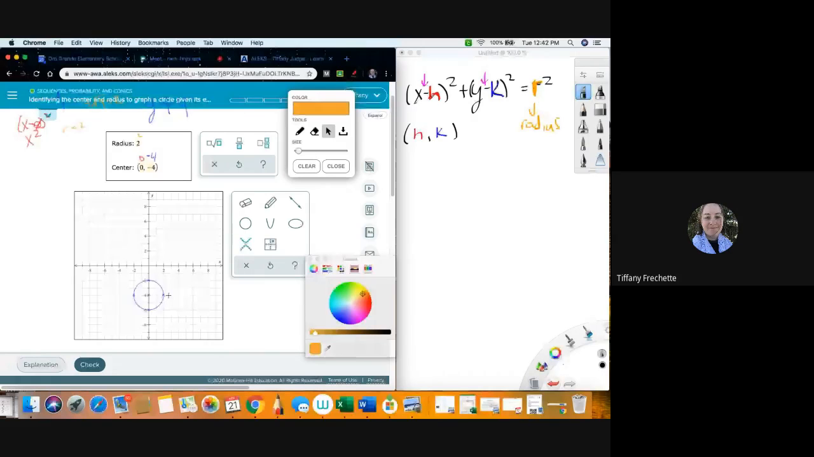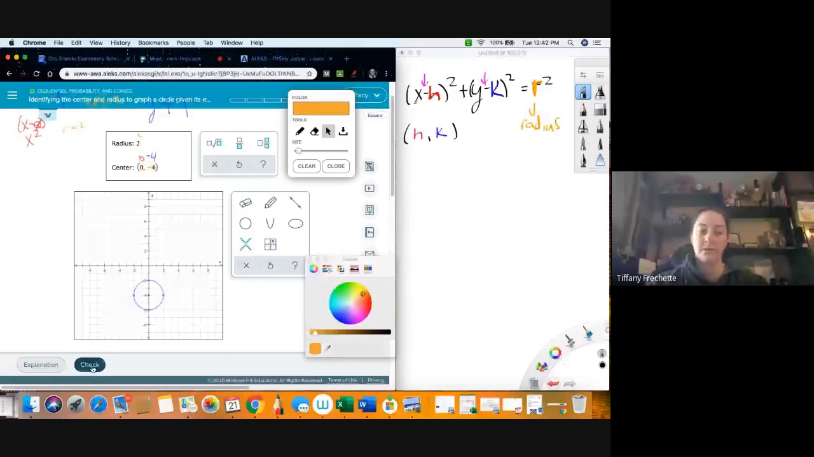Just go 2 squares over because it doesn't work like that diagonally. It only works like that when you're going right, left, up, or down. All right, so let's go ahead and click check. And we're good to go.